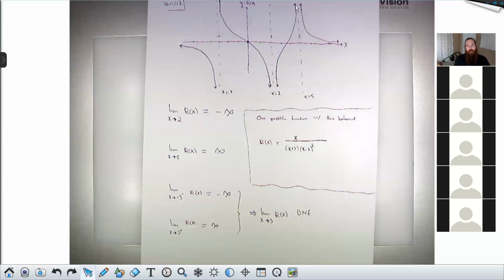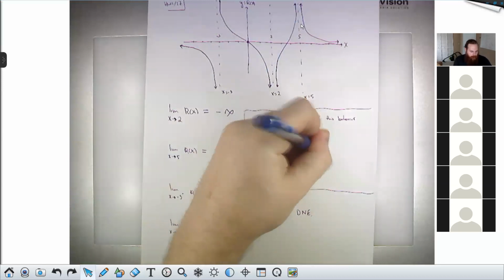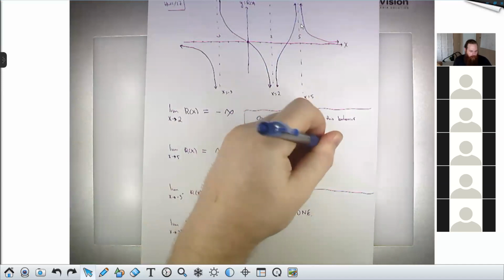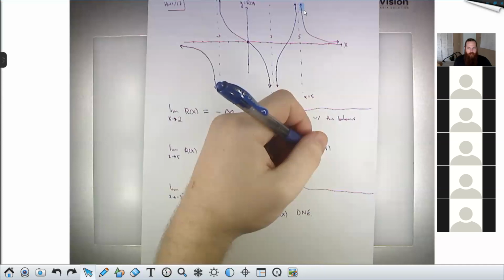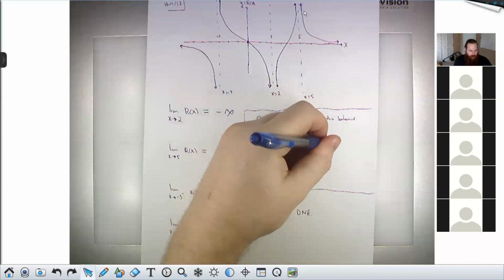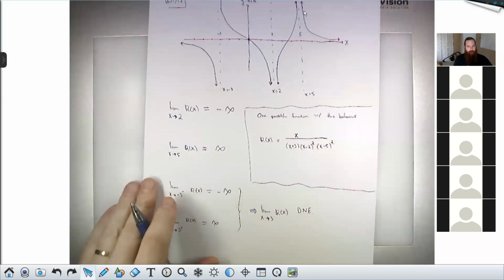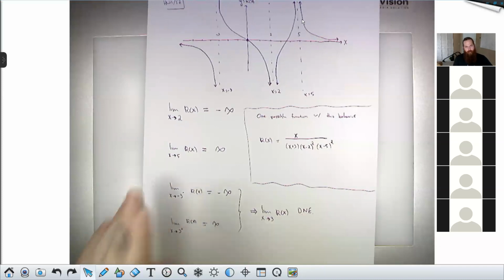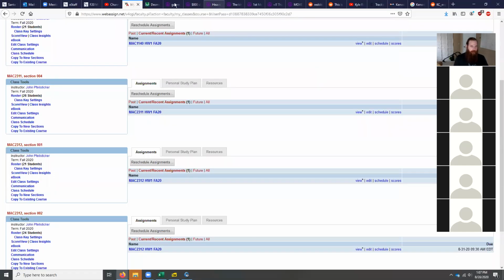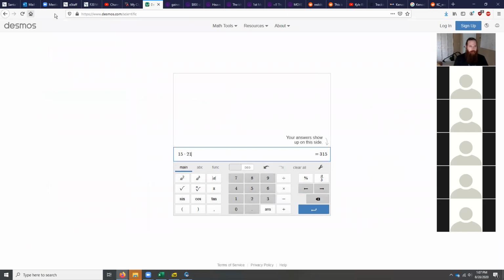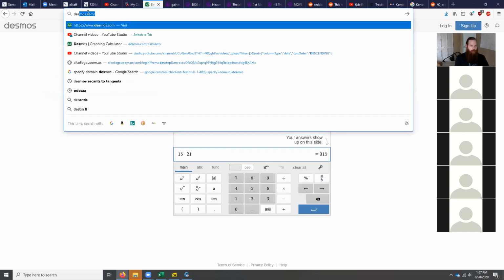And then we have a similar issue here at 5. This has to be coming from a factor of x minus 5 downstairs. But because we're going up on both sides, because we don't change sign, this has to be something like x minus 5 squared. Let's throw that into Desmos. I don't have any guarantee that it's going to look exactly like our graph, but it should have those same features.